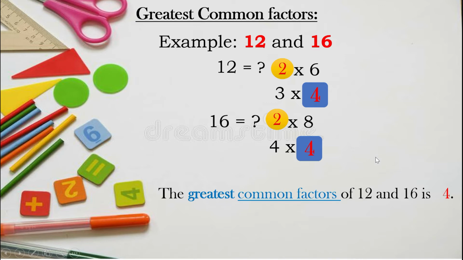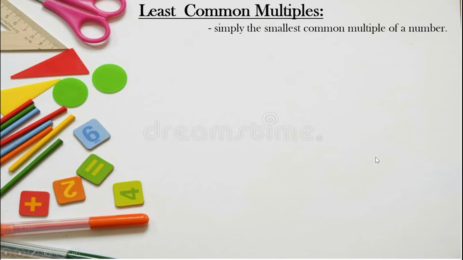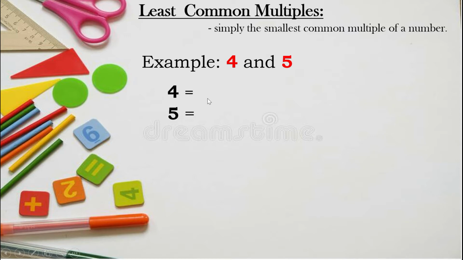Okay? Very simple. Next, least common multiples. Ano naman daw po ito? Simply the smallest common multiple of a number. Example, 4 and 5. Kukunin natin yung multiple ng 4 and 5. Paano? Pwede tayong by multiplying or by counting. Say, for example, sa 4. 4 times 1, 4. 4 times 2, 8.